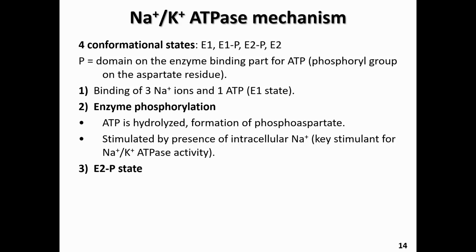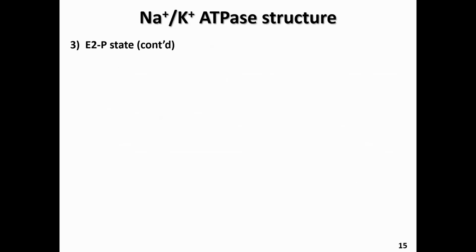That will move the protein into what's called the E2P state. And when moving into the E2P state, the ion binding as well as ATP hydrolysis will cause a conformational change, and the enzyme will evert to the extracellular side of the cell so that the bound ion onto the enzyme will then face the extracellular environment.